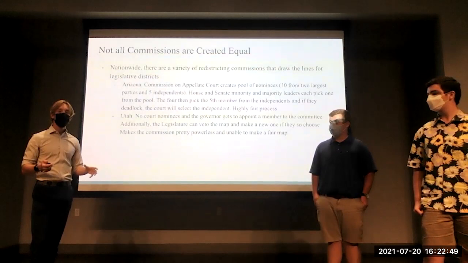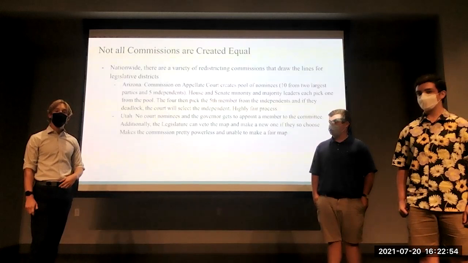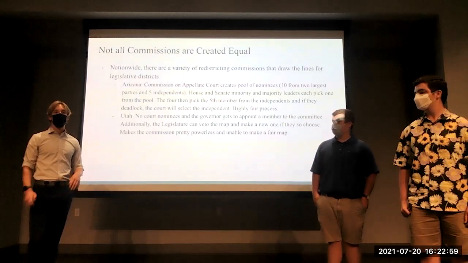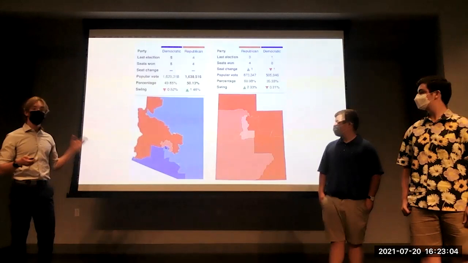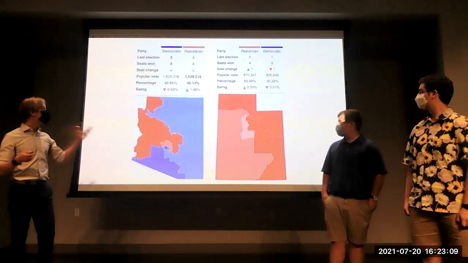However, in Utah, the government gets a pick, and there is no nonpartisan member of the commission. So the commission tends to have a partisan lean. This can be seen in the two maps. In Arizona, the maps are very evenly split. However, in Utah, Republicans won all the districts.